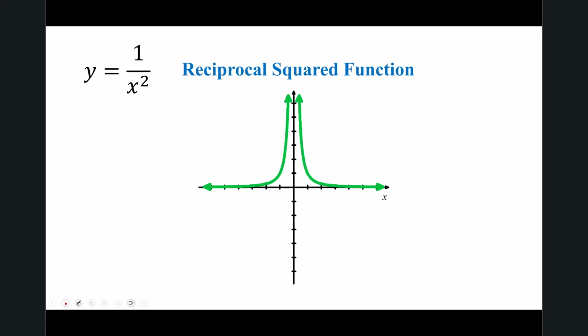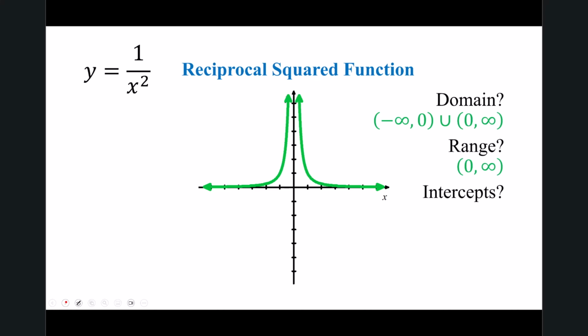So this one, our domain is still all real numbers except for 0, but now our range is all positive real numbers, because when we square that x, it then becomes positive, even if it started out negative. There are also no intercepts here, because 1 over x squared will never be 0, and x also cannot be 0.